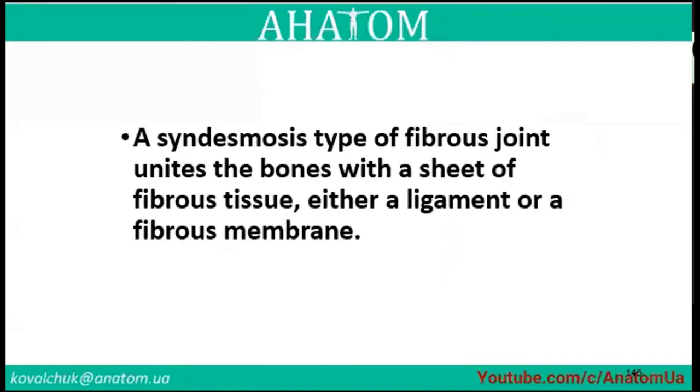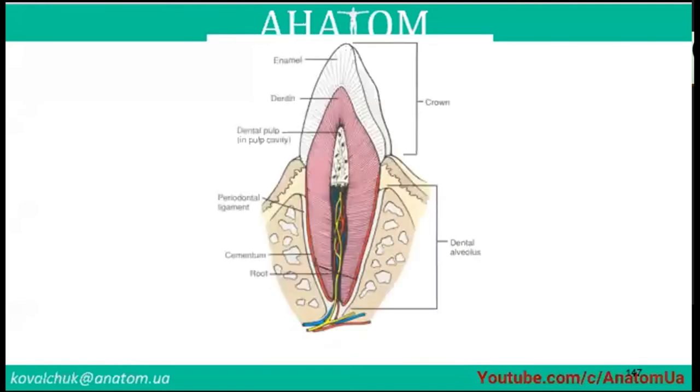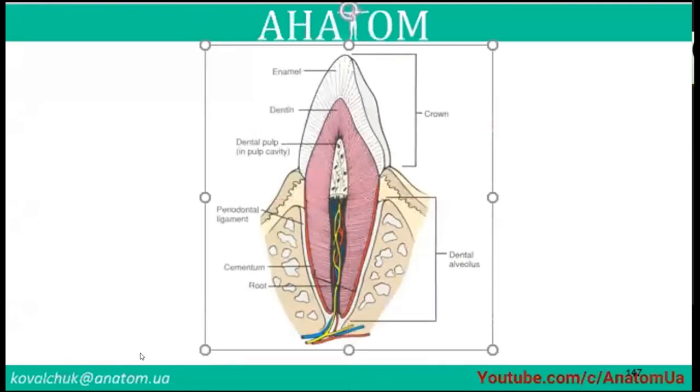Next, syndesmosis, a type of fibrous joint, unites the bones with a sheet of fibrous tissue, a ligament or fibrous membrane. For example, the interosseous membrane in the forearm is a sheet of fibrous tissue. The joint between the radius and ulna is a syndesmosis. Interosseous membrane and syndesmosis radioulnaris are the same, but in a different variant. Next, gomphosis. What does it mean, gomphosis, socket, or dento-alveolar?